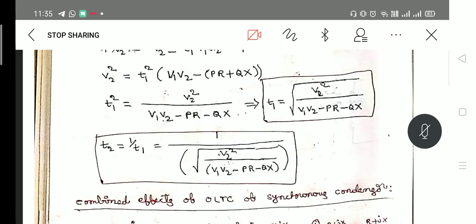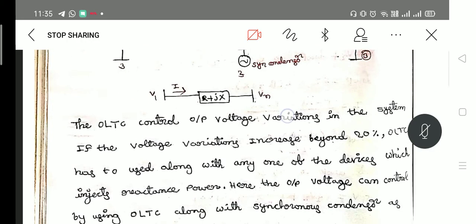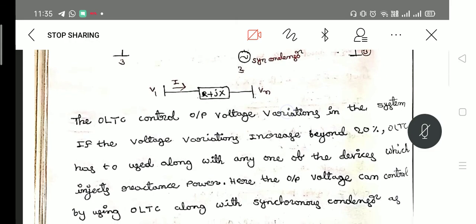Next topic is combined effects of OLTC and synchronous condenser. In this, we are combining an OLTC with one synchronous condenser. So we can increase the voltage variations beyond 20% of OLTC. By using this synchronous condenser, we can control the voltage.